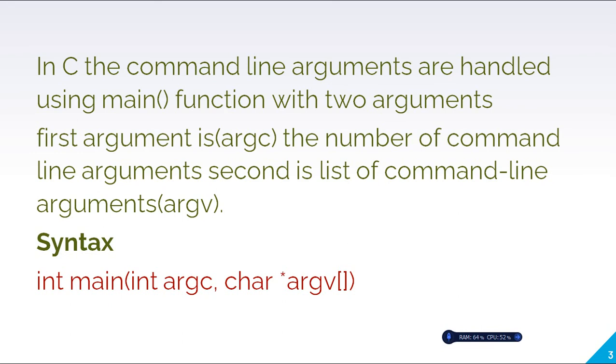So this is the syntax for command line arguments. This is your main function. The return type of your main function is integer and it takes two arguments: one is argc and the second one is argv. argc is an integer, it is always an integer, and then this is your string, so it's a vector.